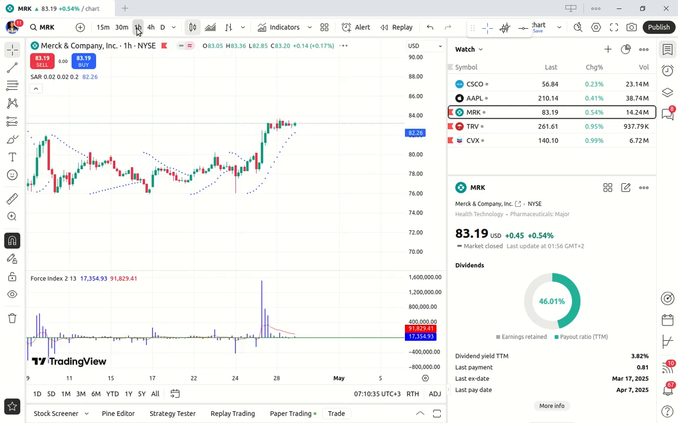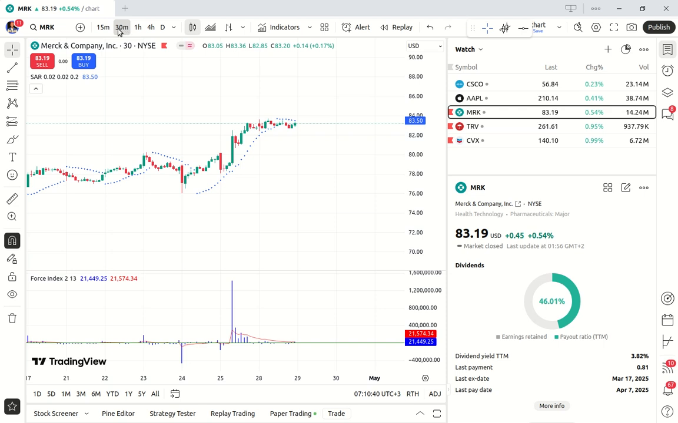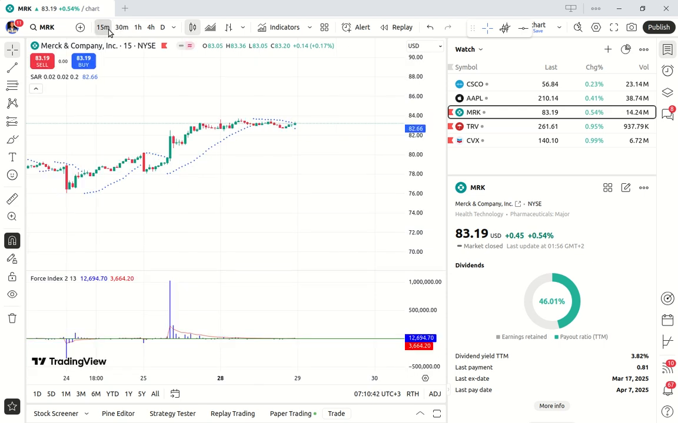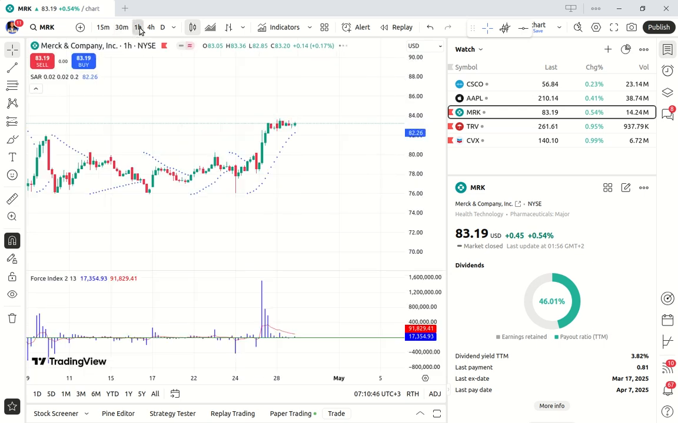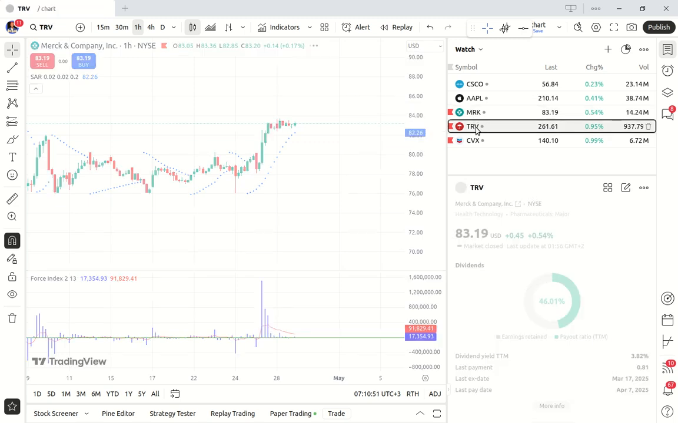So I'll definitely look for an entry, most likely on the 1 hour chart. Can we check on the 30-minute chart? Is it there? What about 15-minute? I don't see any entry on the 15 minutes or the 30. But yeah, definitely, this one I would definitely enter.